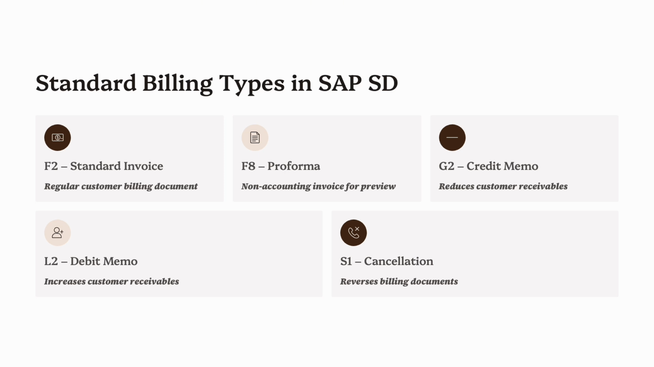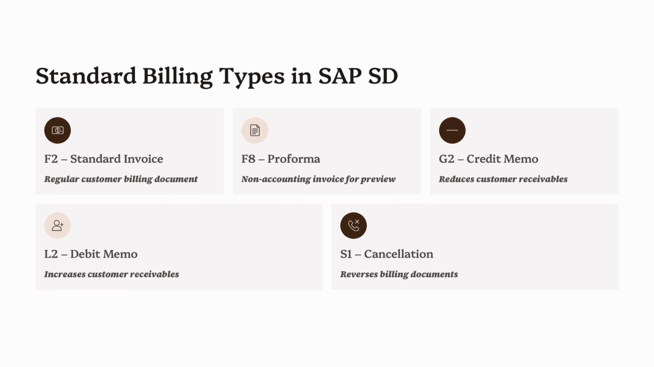Which one should you use? It depends on the business model. Physical goods, delivery-based billing. Services, non-stock items, order-based billing. In many SAP projects, you'll configure both depending on item category. Coming next, real billing scenarios, partial deliveries, split billing, milestone billing, and more.